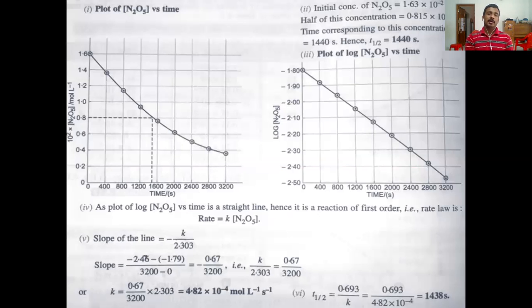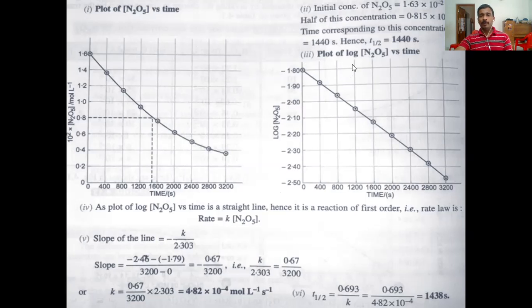Graphs are plotted. First one, plot of concentration against time. You are getting a curved graph. Second, the initial concentration of N2O5 is 1.63 into 10 raised to minus 2. So concentration at T half is 1.63 into 10 raised to minus 2 divided by 2, equal to 0.815 into 10 raised to minus 2. You locate this concentration here, and the value is taken as 1440 seconds. So that will be the half-life period.